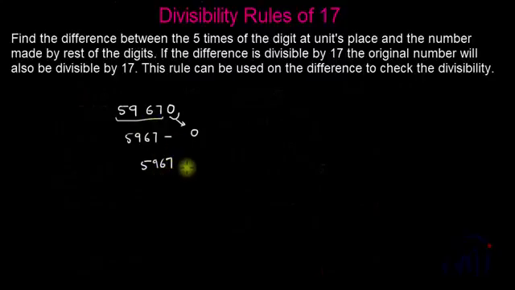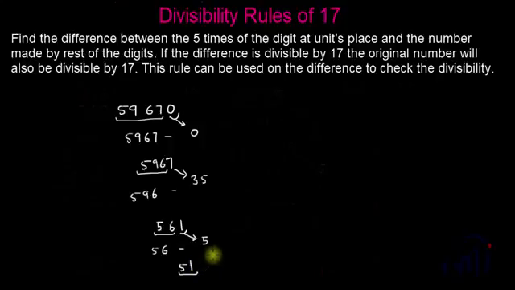Here we got 5,967. 7 multiplied by 5 is 35, and the number made by the rest of the digits is 596. If I find the difference, 6 minus 5 is 1, 9 minus 3 is 6, and 5, so 561. Here again, 1 multiplied by 5 is 5, and the number made by the rest of the digits is 56. 56 minus 5 will give us 51, and we know that 51 is divisible by 17. So that is how we can say that 561, 5,967 and 59,670 will also be divisible by 17.